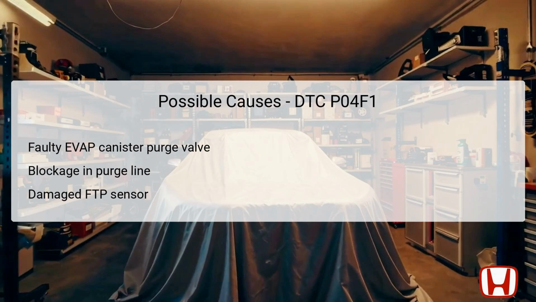One common issue could be a faulty EVAP canister purge valve, which may not open or close properly, hindering vapor flow into the engine. Another potential cause is a blockage in the purge line, which connects the purge valve to the canister. Any restriction in this line can prevent vapors from passing through. Furthermore, a damaged fuel tank pressure (FTP) sensor can impact the system's ability to monitor and respond to changes in pressure. Each component must be examined to ensure the integrity of the EVAP system, as even a minor defect can trigger this DTC and result in performance complications.